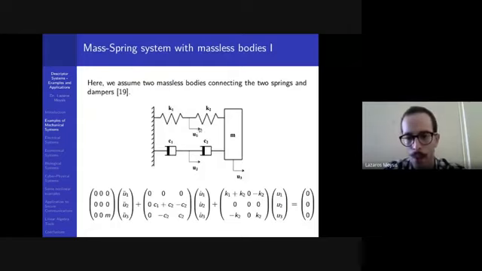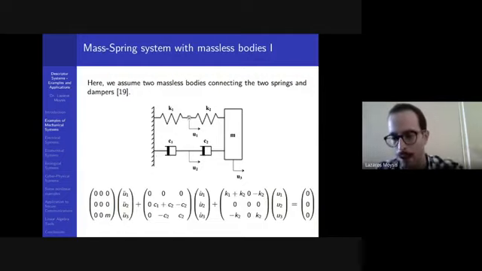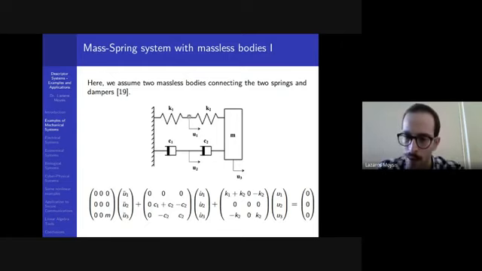Another example is the one I told you about, massless bodies. So let's say here, for example, you have a mass, and you have two different springs with different coefficients and two dampers with different coefficients, and they are connected to each other. In that sort of example, you may have to assume that these two springs are connected right here, and the dampers right here, but there is no mass here. So you may artificially assume that there is one mass right here and another mass right here, so another body, but their mass is actually 0 kilograms.